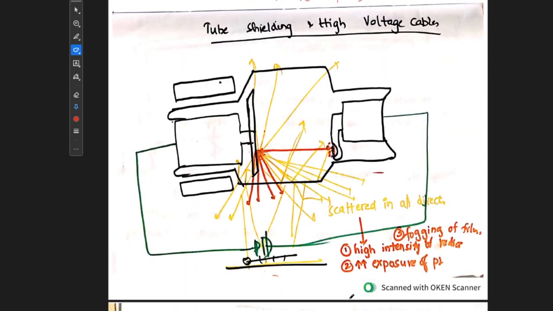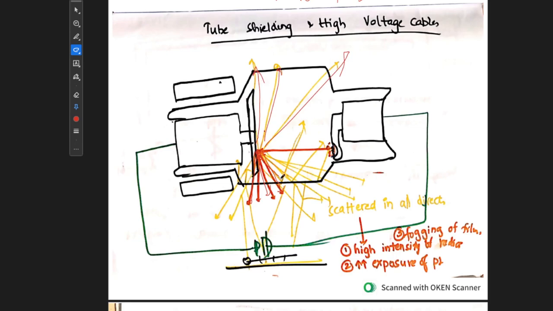Then the third topic for today is tube shielding and high voltage cables. Before we go into tube shielding, one thing you have to see is that when the filament is heated, electrons are produced and they hit the target anode. Till now we have been drawing that the X-rays are produced in this direction. So the majority of X-rays are produced in this direction, but a few X-rays might be produced in other directions also.